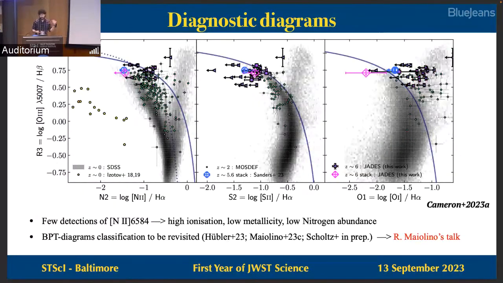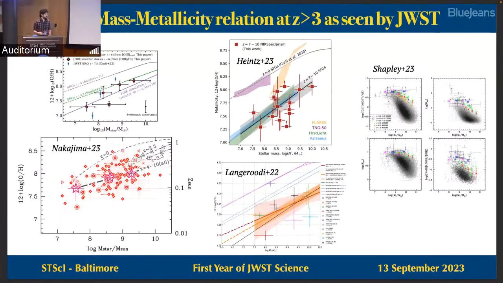Another key result, which was already discussed earlier today, is that standard diagnostic diagrams like the BPT diagrams, which include nitrogen lines, are becoming less and less useful to characterize the excitation and ionization properties of these galaxies. On the one hand, because we barely detect [N II] even in our deepest observations with JWST, so we can only place upper limits, which are not very meaningful here, but also because, as we have seen extensively before, low metallicity AGNs are all shifted into the star forming region. So the classification between star formation and AGN ionization based on the BPT diagrams has to be completely revisited.